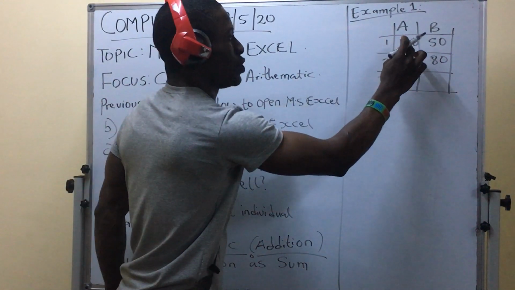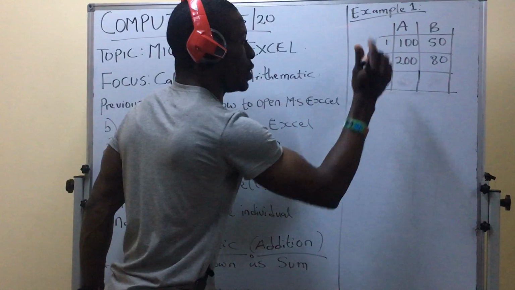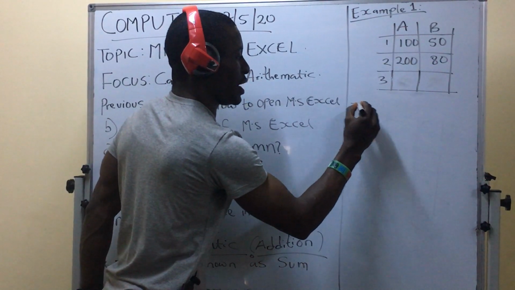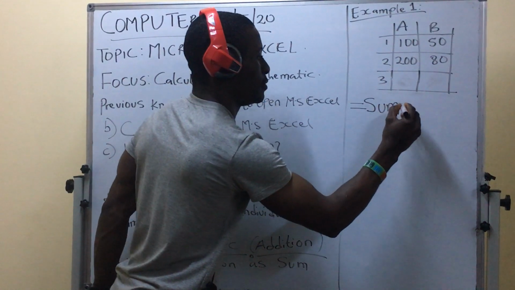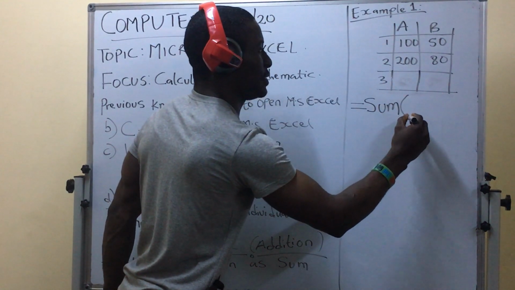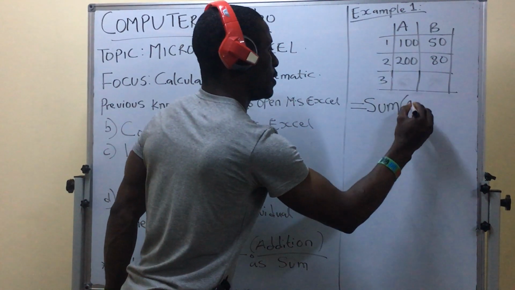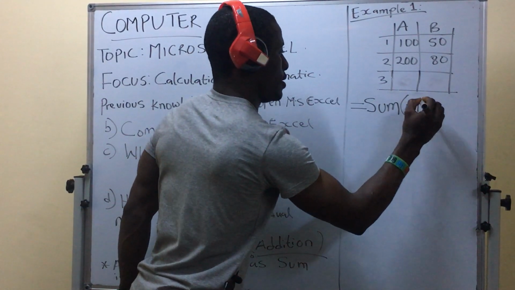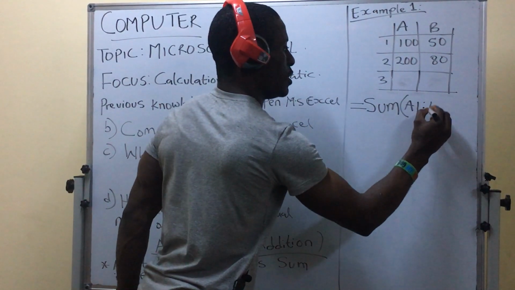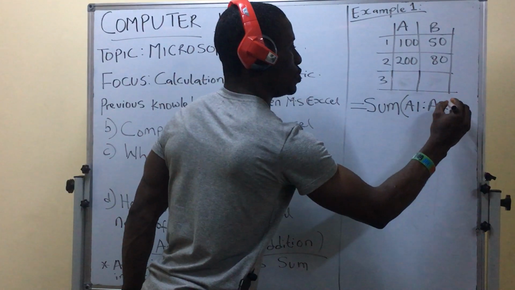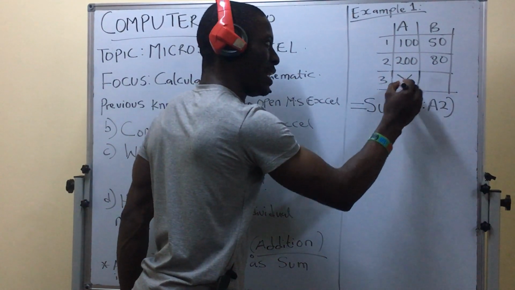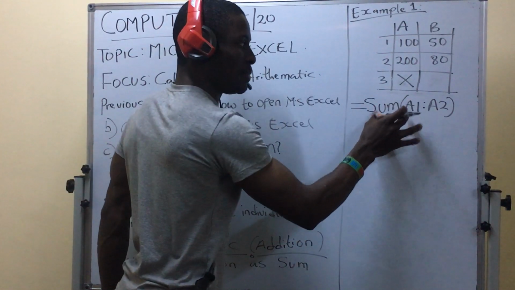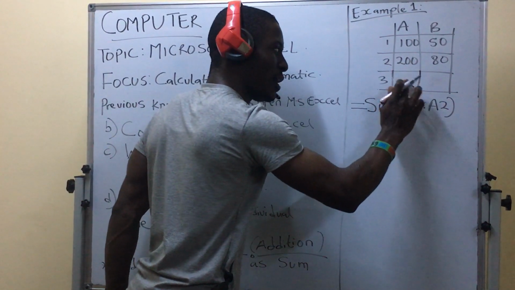So to add 100 plus 200, the formula is like this: equal sign, SUM, open a parenthesis, A1 is to A2. This formula should be typed inside A3. You type this inside A3.